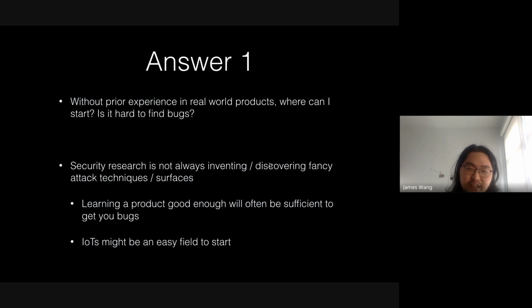So now let's get back to the original question we started from. Is it hard to find bugs in real-world devices? Sometimes it is, but sometimes it isn't as hard as you think. By choosing the right target, you can easily find low-hanging bugs that can probably earn you a bounty or give you some boost in your confidence that you're making progress in doing security research. So yeah, that's my answer to the first question.